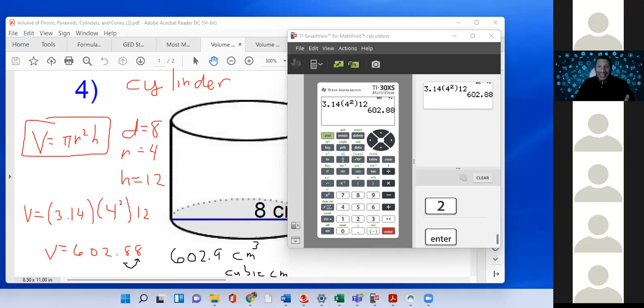What digit is in the ones place? It's 2. So we look at the number to the right. Is that 5 or above? Above. That 2 becomes a what? 3. So 603 centimeters cubed or 603 cubic centimeters.